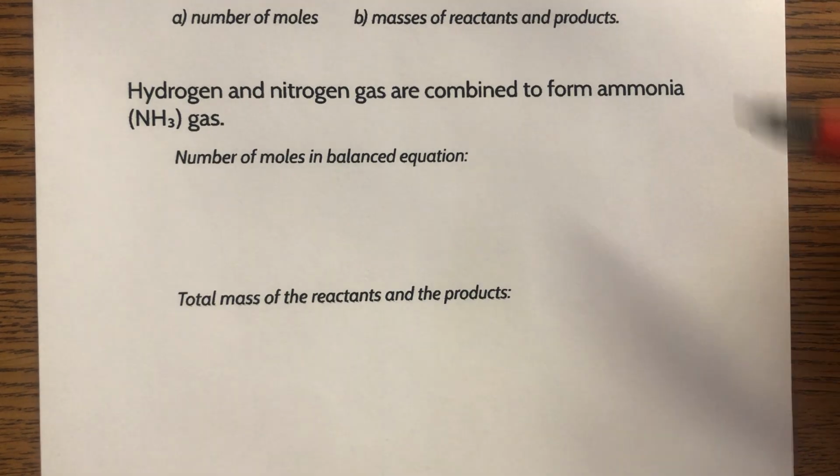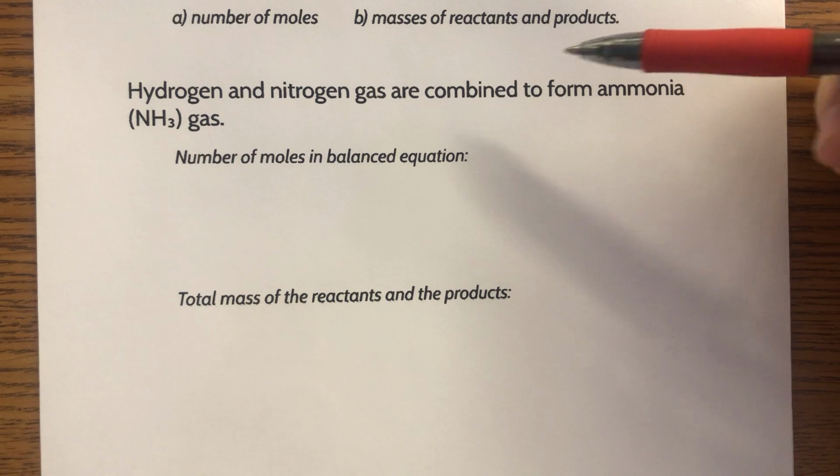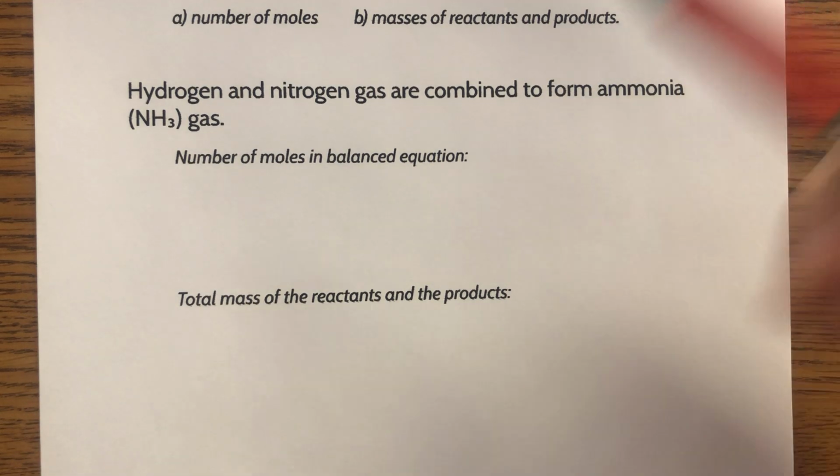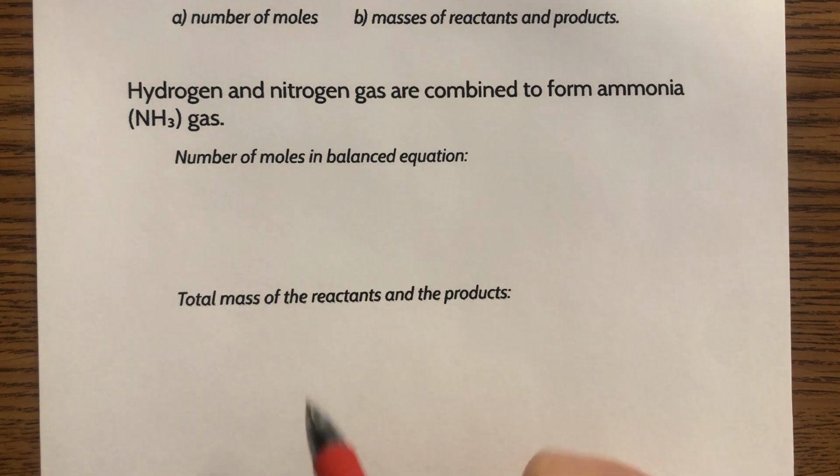scroll down here. So we've got hydrogen and nitrogen gas combining to form ammonia. And this is the example from the previous video, but I'm going to walk you through it. We're going to talk about each step, how we got there, etc. Okay. And before we can go anywhere, we have to balance this equation.